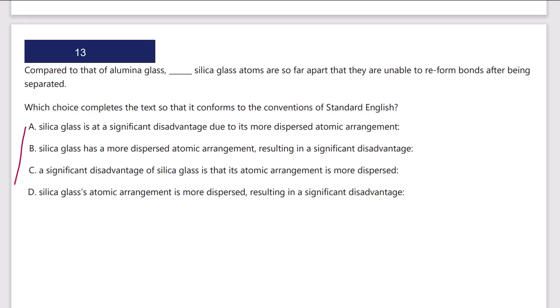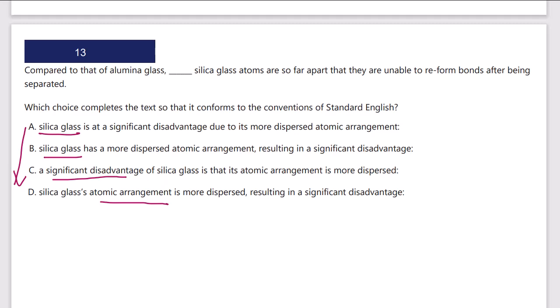Okay, quick vertical scan of the answer choices. Notice they're very long answers that begin with nouns. Silica glass, significant disadvantage, the atomic arrangement of silica glass. Okay, so this looks like a modifier issue: compared to that of aluminum glass.